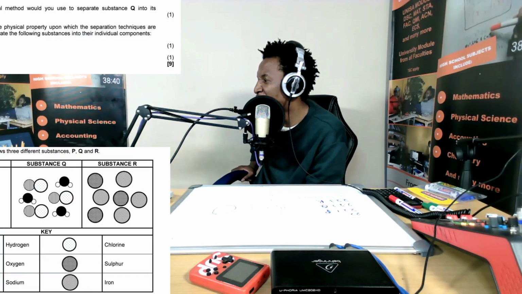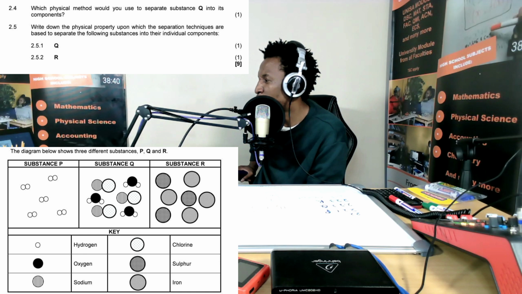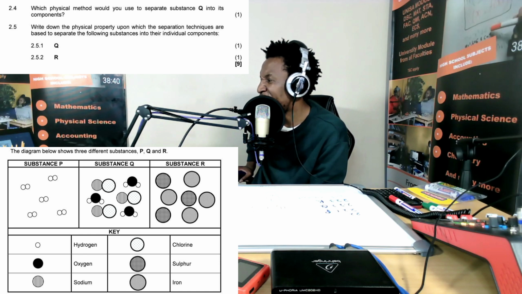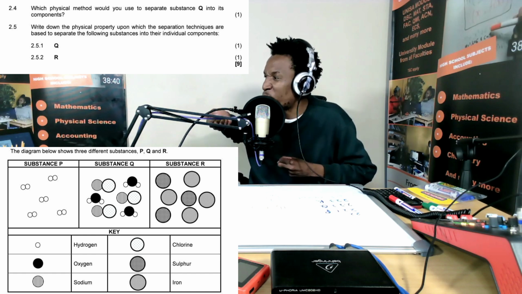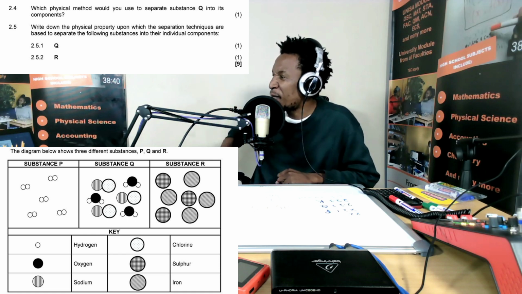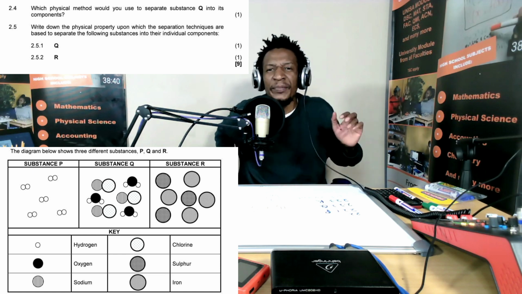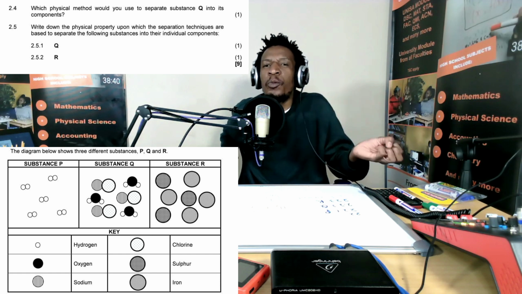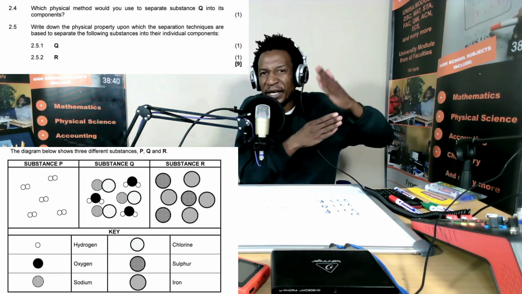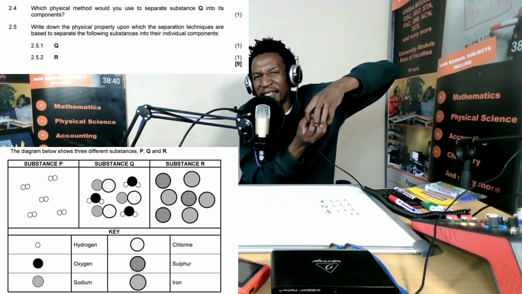2.4, we have to state which physical method you would use to separate the substance Q into its components. How can you separate the substance we have in Q, the water and the sodium chloride? You would probably have to boil it so the bonds can break down and one of the substances will evaporate.